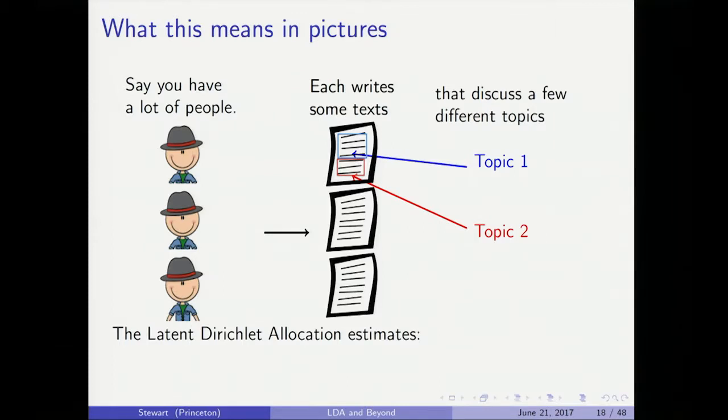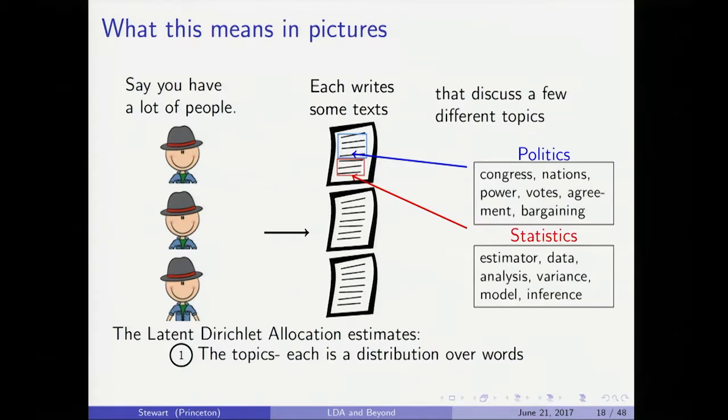What LDA is going to estimate is the distribution over words for each topic. In this case, the high probability words in this topic might be Congress, nations, power, votes, agreement, and bargaining, and I'm going to call that politics. It doesn't estimate the label up here in color; that's what I decided after reading some documents and looking at the most probable words captured by this distribution. Down here we have a different set of words that relate to statistics: estimator, data analysis, variance, et cetera. We then estimate the proportion of each document in each topic, so that 70% of this document is about politics and 30% is about statistics, and we do that for all of the documents.